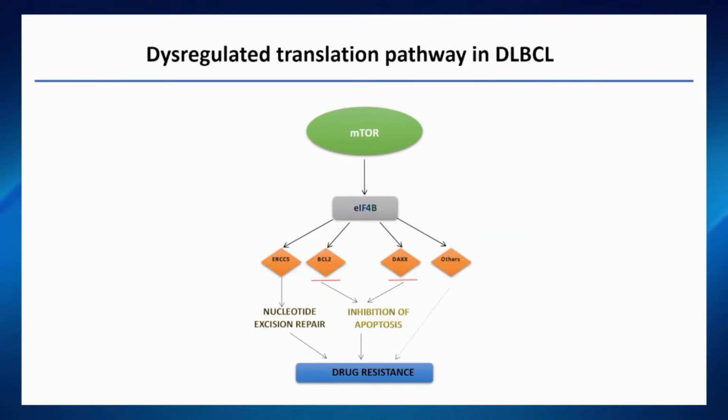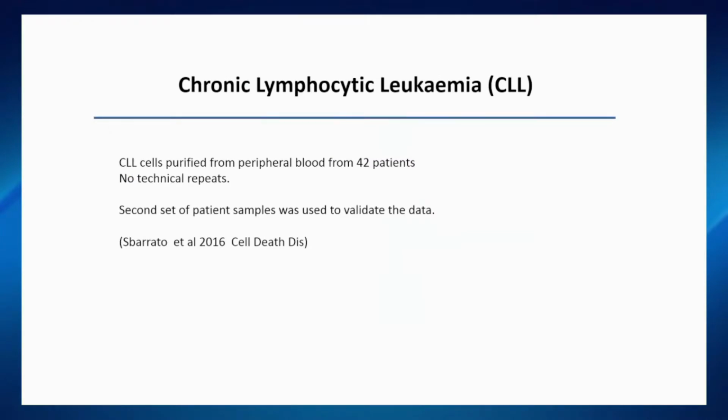This is a very different sample. So we looked also in peripheral blood chronic lymphocytic leukemia. And these cells are very weird. So actually in the blood, they're pretty quiescent in comparison to when they get stimulated in the bone marrow. And this time we took peripheral blood and we purified the CLL cells from 42 patient samples. We didn't do technical repeats because we had so many patients. And then we used a separate set of patient samples to actually validate the data that we had.